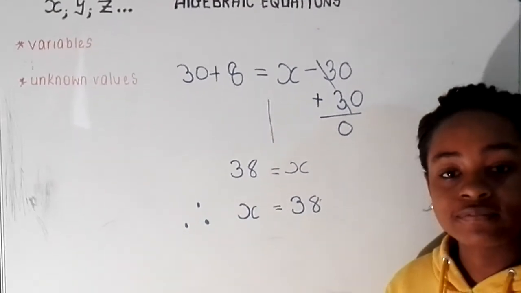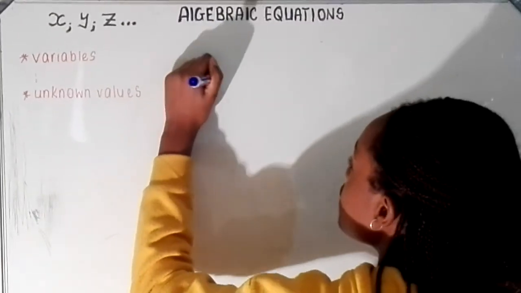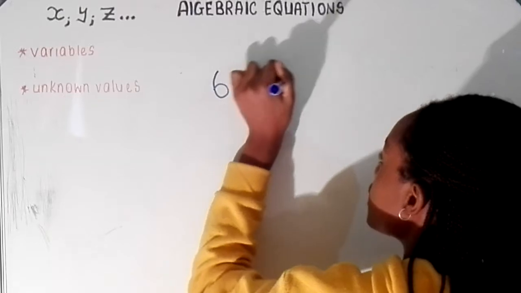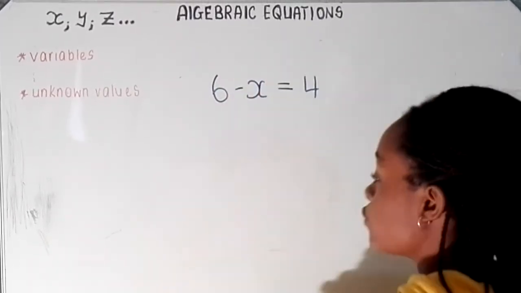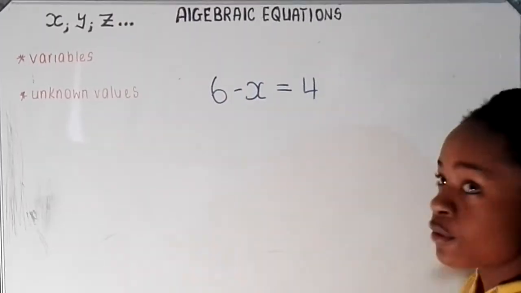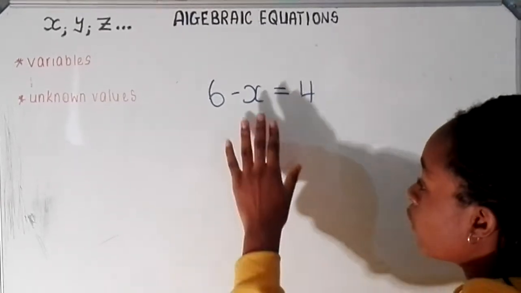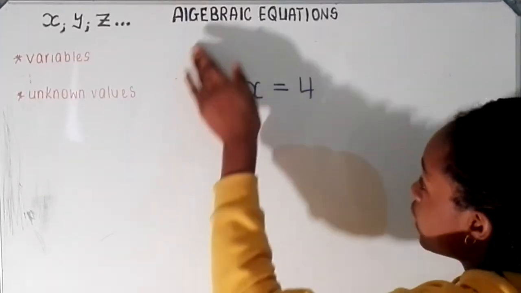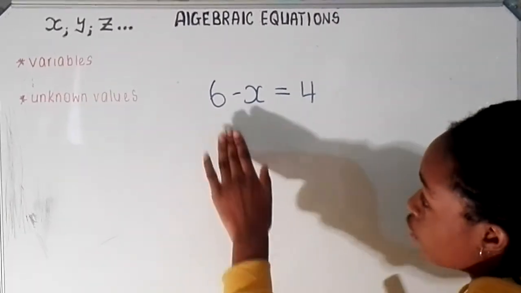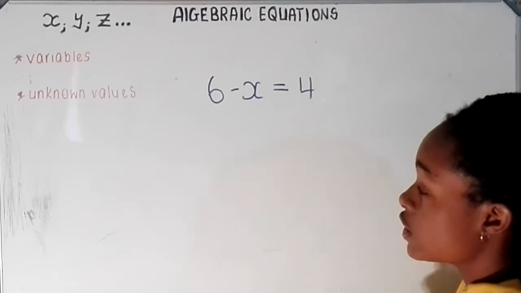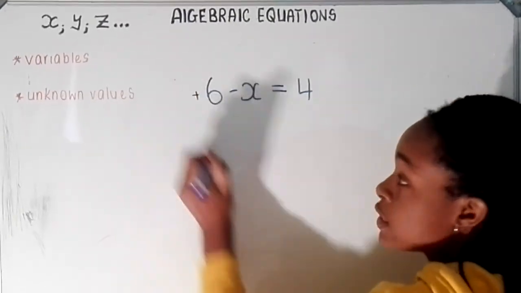Okay. Let's try this one. 6 minus x is equal to 4. Pause the video and try this example, okay? So, again, like I said, we want x on its own and everything else on the other side. So, we want to move this 6 to the other side. In order for me to do this, this is plus 6, by the way.